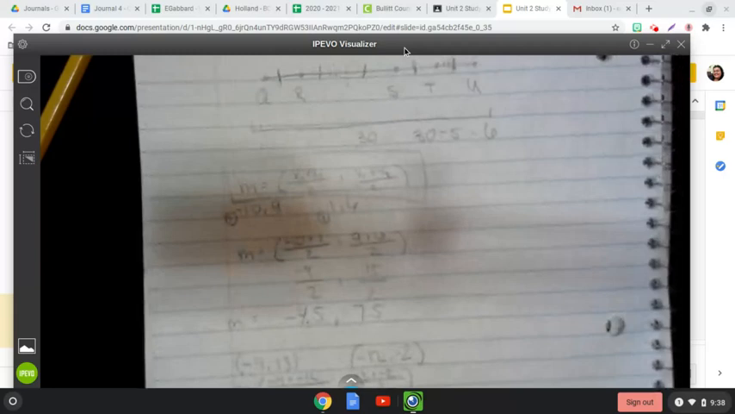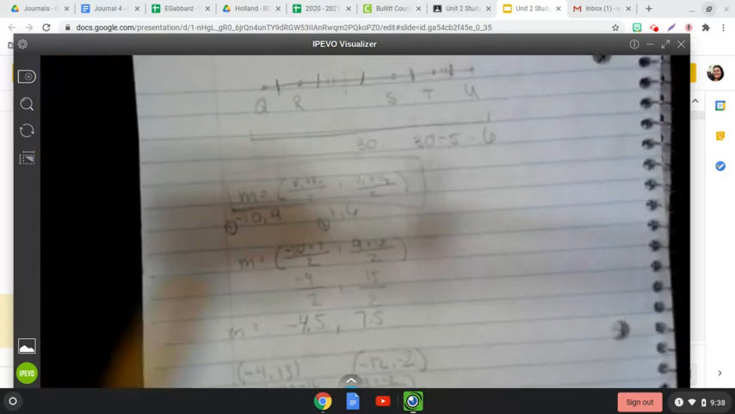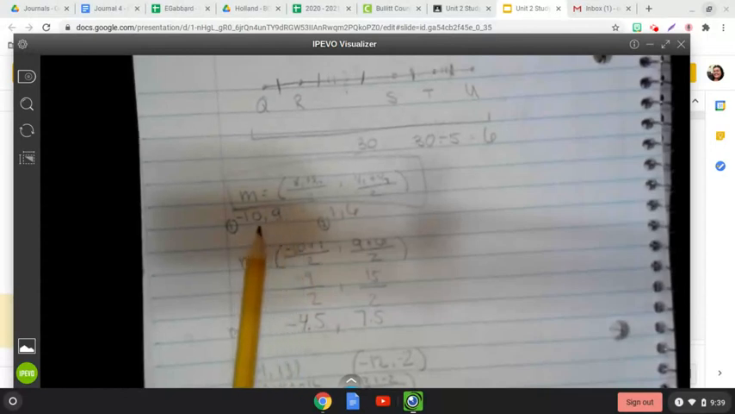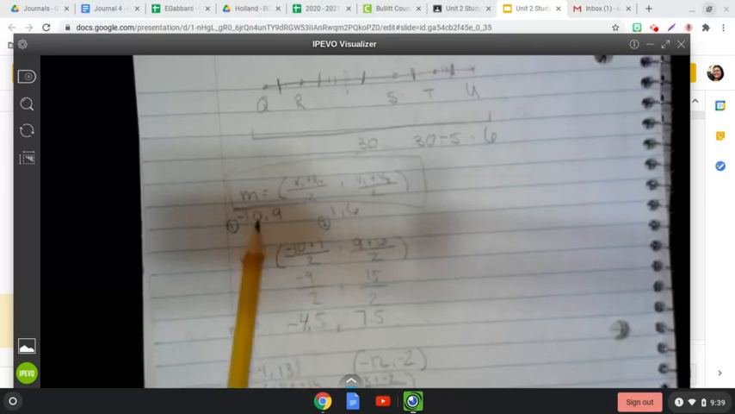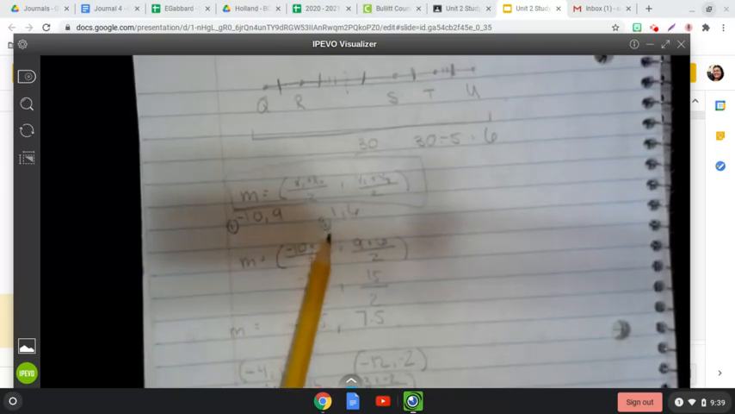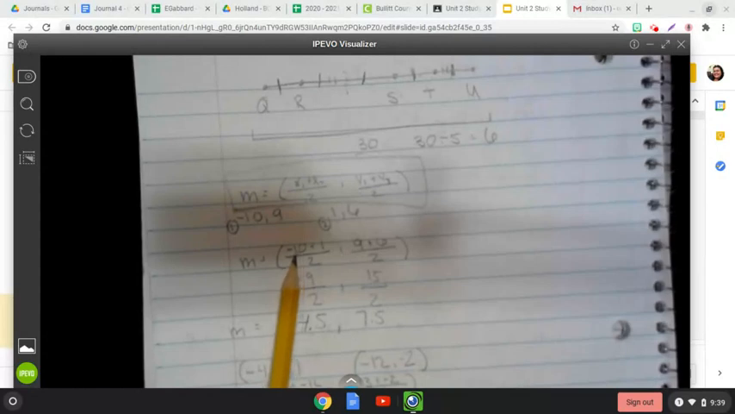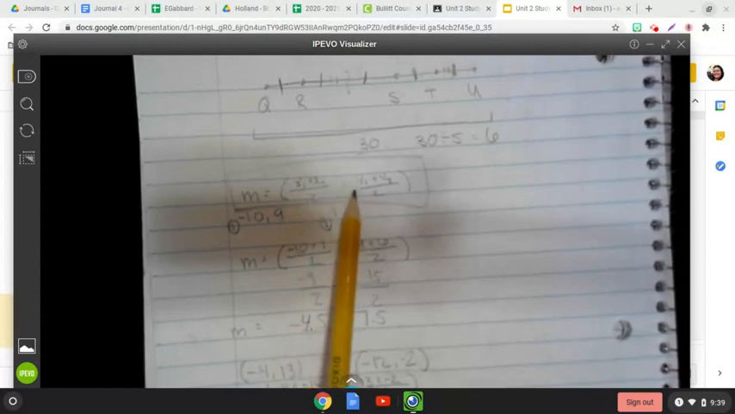On my page right here, I like to always write out my midpoint formula just so I have it. We've got our points, -10, 9, and 1, 6. I'm going to go ahead and label these. This is going to be my 1s, and this point is going to be my 2s. All we do here, guys, is we just plug in the numbers. Our midpoint formula is x1 plus x2 divided by 2, comma, y1 plus y2 divided by 2.